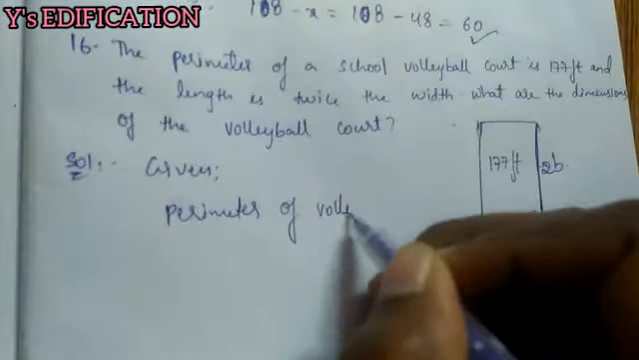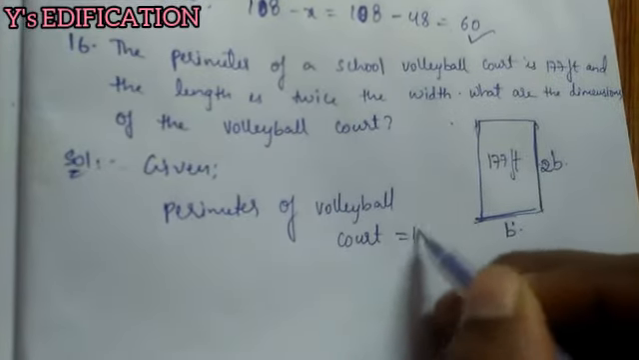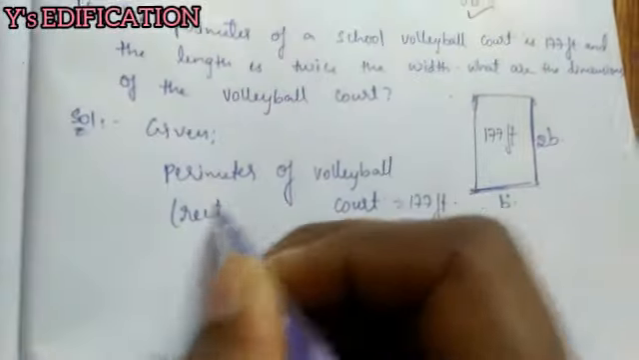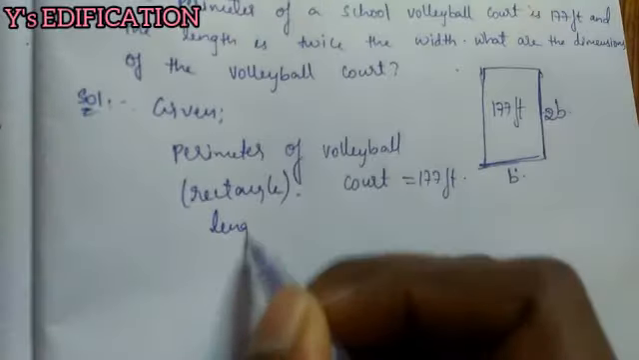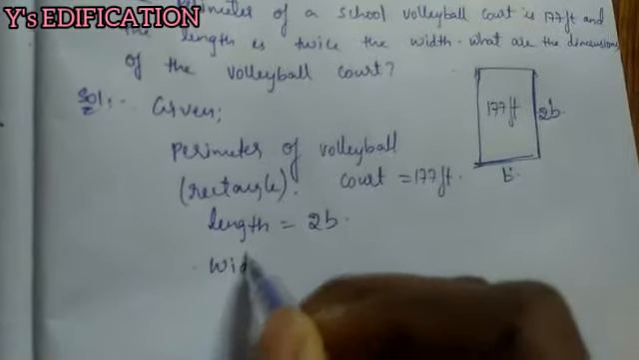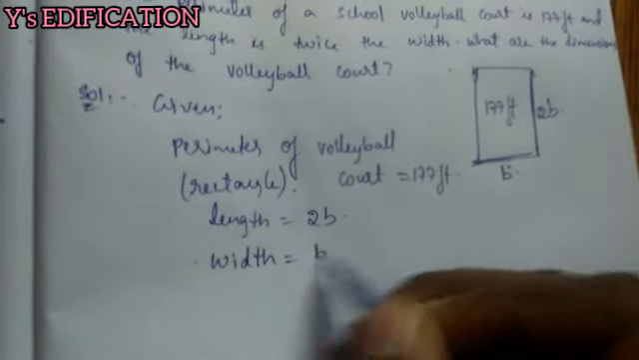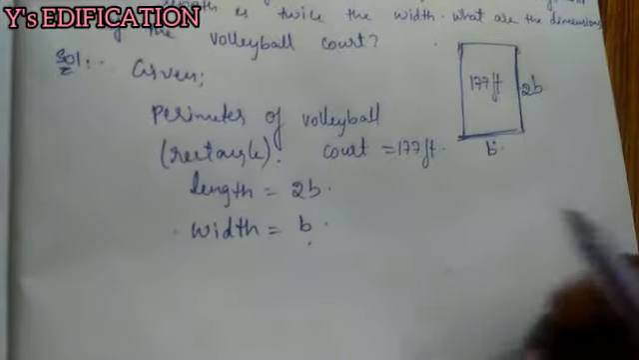Perimeter of the volleyball court is equal to 177 feet. Write down in bracket, rectangle. Okay. Length is equal to twice the width, and width is equal to B. Okay, B or W, whatever you can write. I am going to take it as B.